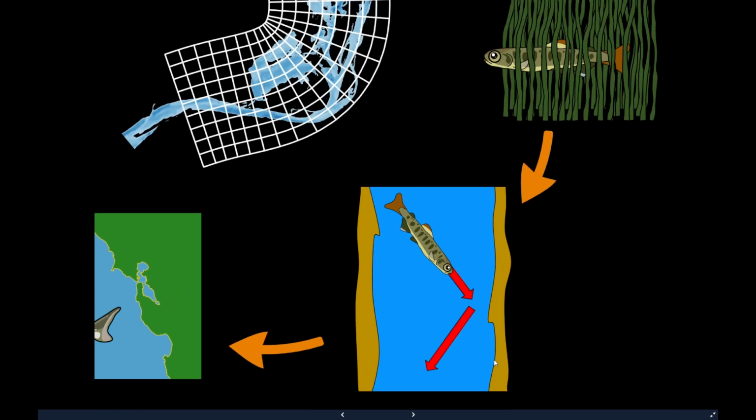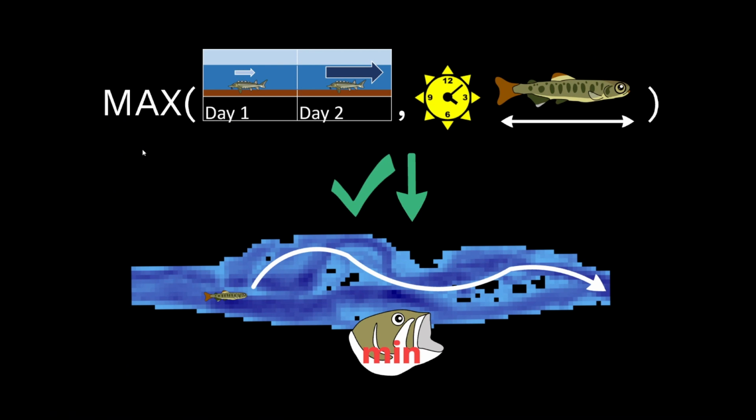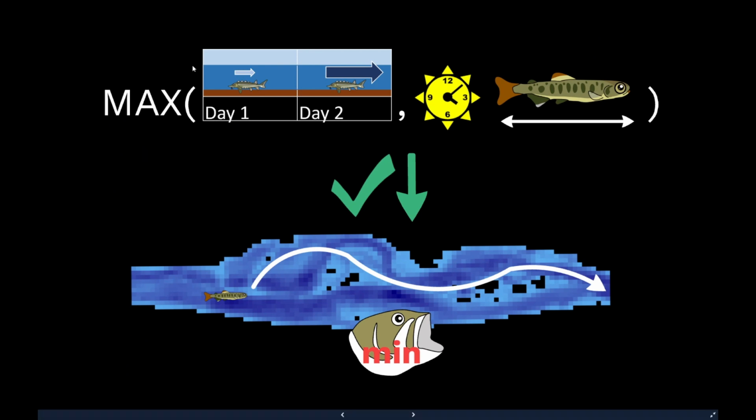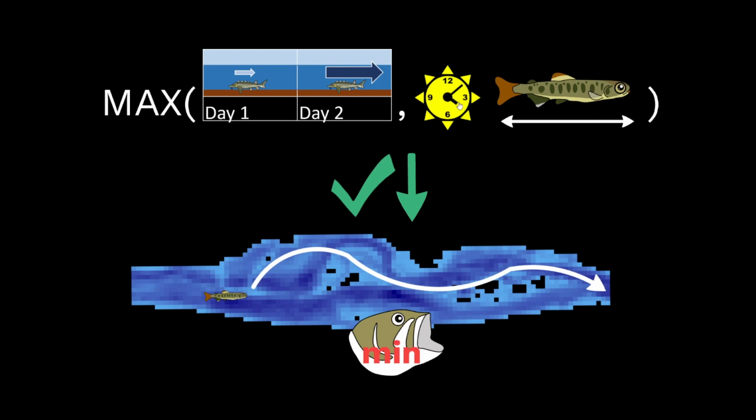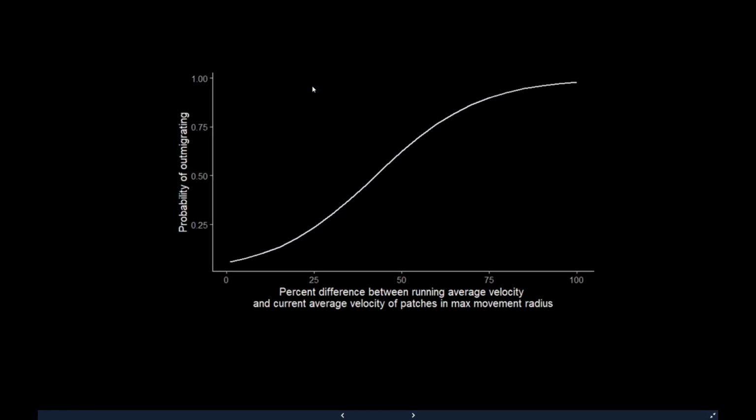Let's discuss fish outmigration very briefly here. So fish outmigration depends on a couple of things, and is effectively the change in velocity the fish experiences over the day. This is to represent high flow pulses cause fish to outmigrate. The photoperiod for some of the fish, and then the length for some of the other fish. So this is just a logistic probability of outmigration, which is the percent difference between a running average velocity and the current average velocity in patches in the max move radius. So did the fish experience a high change in velocity? It can cause them to outmigrate.